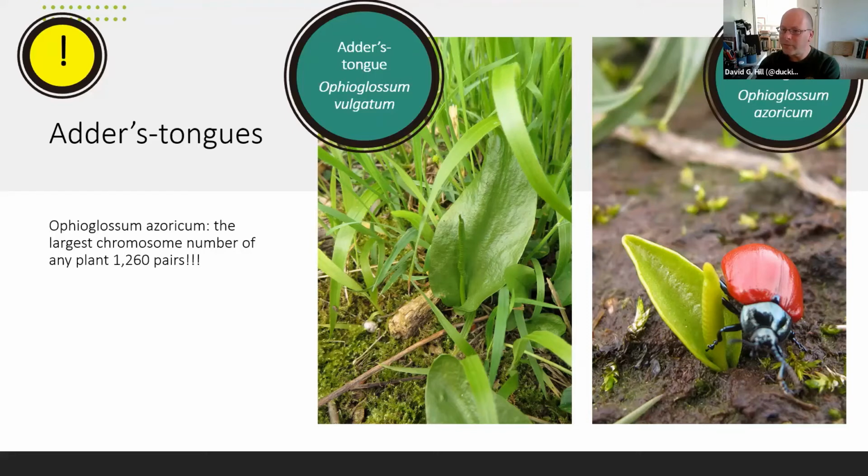Again, unimproved meadows, grasslands, they need good light, but they're very easy to overlook, and they don't like any form of nitrogen.